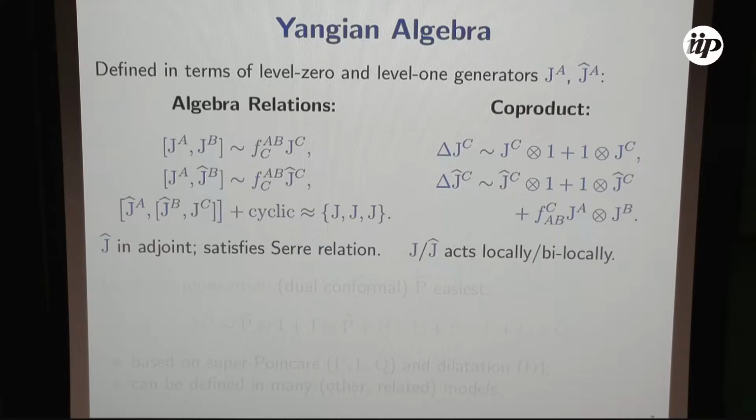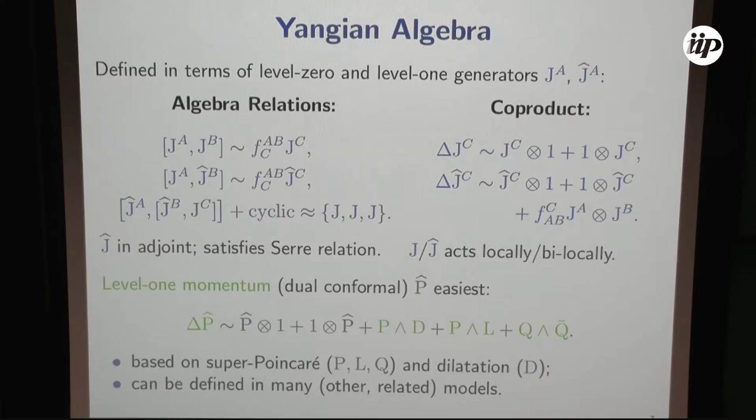And then this is a Hopf algebra, so you get a coproduct which you specify for level 0, which is just the ordinary tensor product rule. For level 1, you get some bilocal terms which actually make these level 1 generators in some sense bilocal, whereas the level 0 generators turn out to be local in some sense.